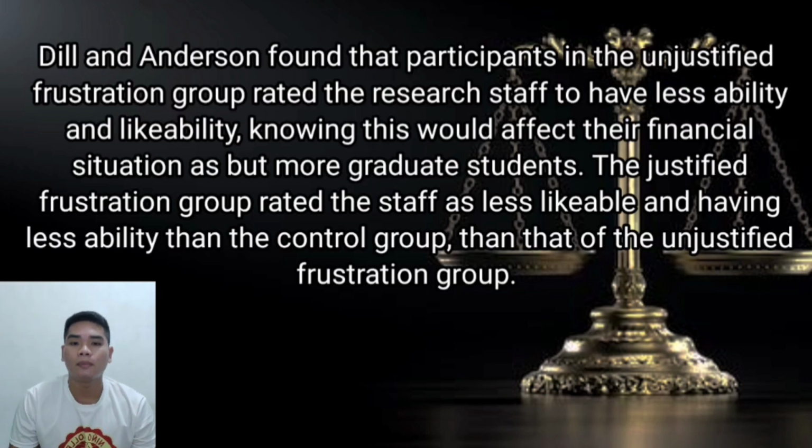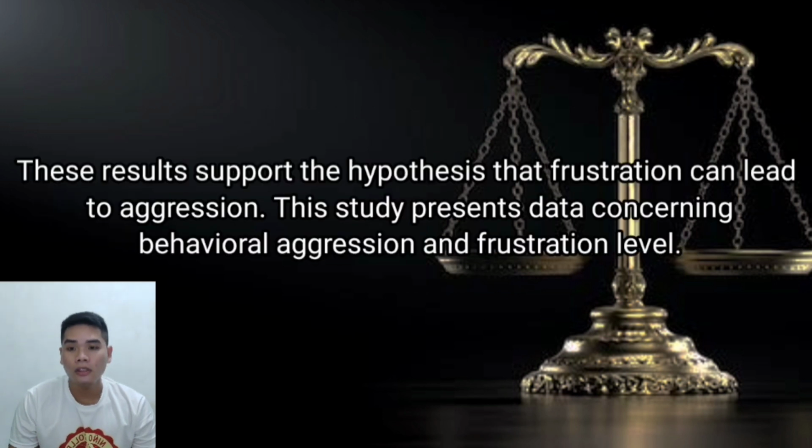Dill and Anderson found that participants in the unjustified frustration group rated the research staff to have less ability and likability, knowing this would affect their financial situation as graduate students. The justified frustration group rated the staff as less likable and having less ability than the control group, but not as much as the unjustified frustration group. These results support the hypothesis that frustration can lead to aggression. This study presents data concerning behavioral aggression and frustration level.